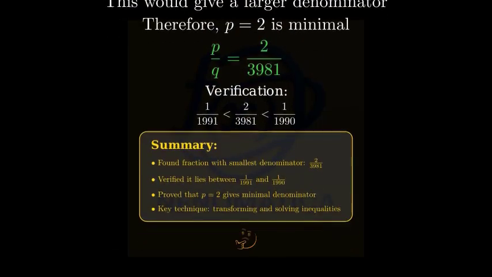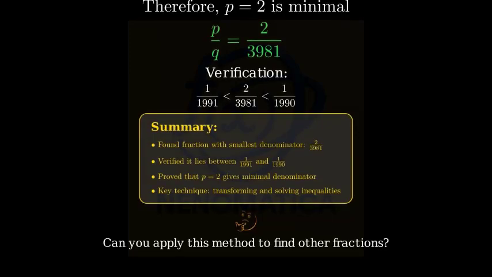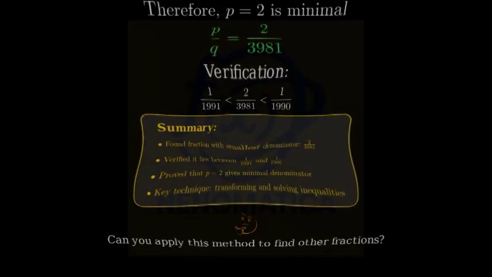To solve this, we transformed the constraint inequalities, found the conditions on p and q, and determined that p equals 2 is the minimal value that gives us an integer solution for q. This method can be applied to find fractions with minimal denominators in any interval.